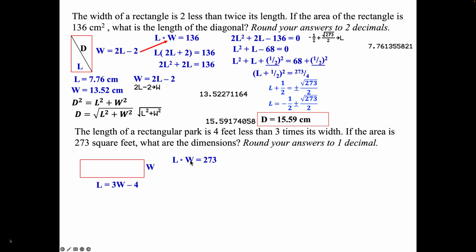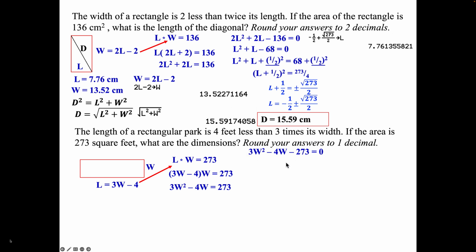And again, we have to remove one of our variables. Since L is written in terms of W, we're going to take 3W minus 4, replace the L. We're going to distribute the W. Gives us 3W squared minus 4W equals 273. We'll subtract over the 273, so it's set equal to 0.